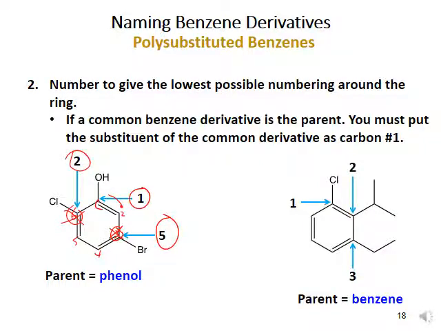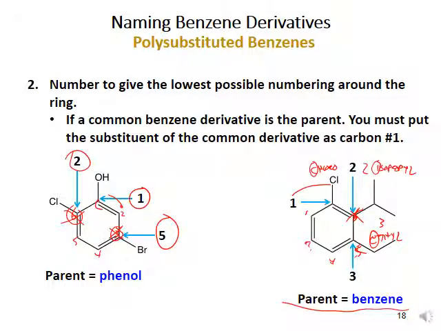And for this one, since benzene is our parent, this is chloro, with a C. This is isopropyl, and we remember that's a special one, so that's an I. And this is ethyl, with an E. We would want to start with 1 for the chloro, and we certainly wouldn't go this direction, 2, 3, 4, 5, 6, because 5, 6 is worse. So that's why we're going to go 1, 2, 3. Okay, so we've got a 2 isopropyl and a 3 ethyl.